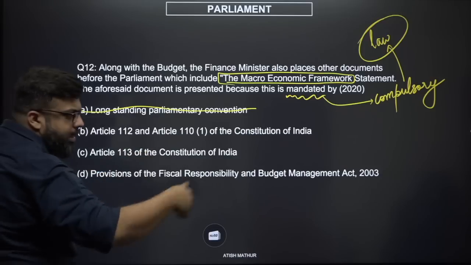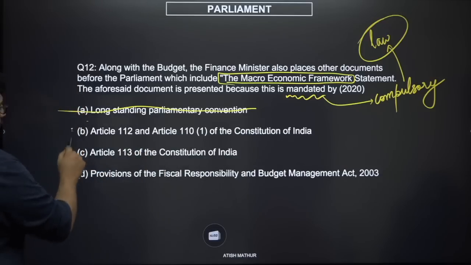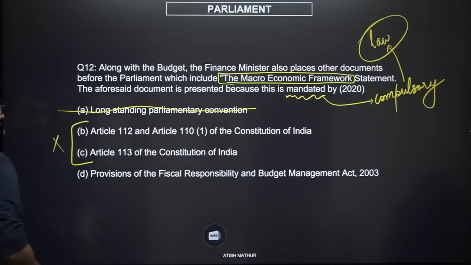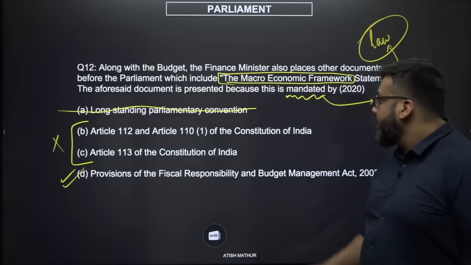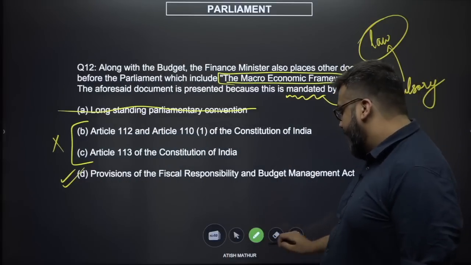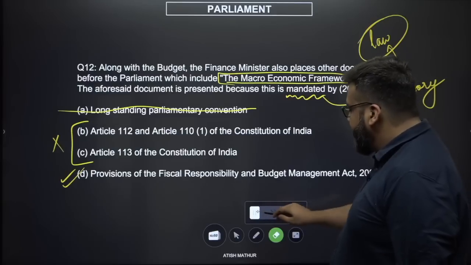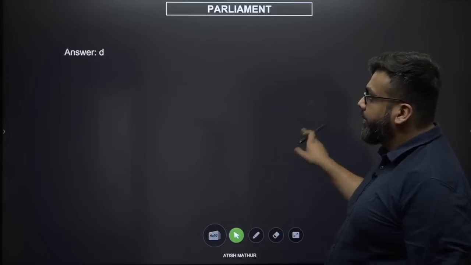This largely concerns money bills, financial bills, and so on and so forth. So both B and C are incorrect. The correct answer is provisions of the Fiscal Responsibility and Budget Management Act of 2003, right? Read the question carefully. You should be able to answer the question.